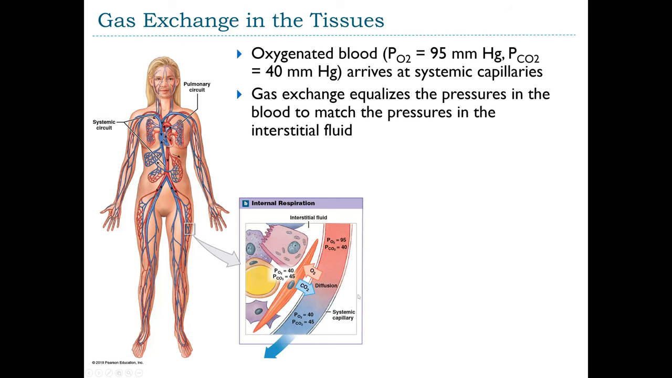Then you're going to have gas exchange that is going to equalize the pressures in the blood to match the pressures in the interstitial fluids in the tissues. Notice that the pressures in the interstitial fluids are 40 for oxygen and 45 for CO2. Very quickly in the capillaries, the oxygen will leave and go into the tissues, the CO2 will come into the blood, and so the deoxygenated blood that is leaving out the other side will now match these numbers that are in the tissues: 40 millimeters mercury for oxygen, 45 millimeters mercury for carbon dioxide.